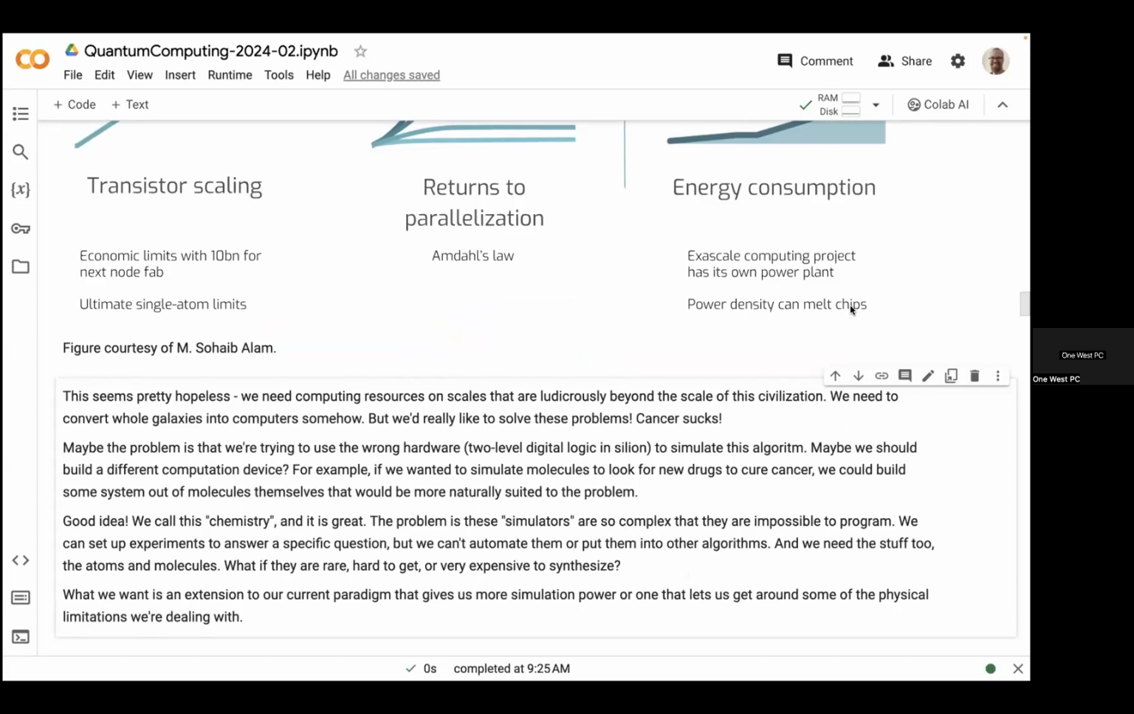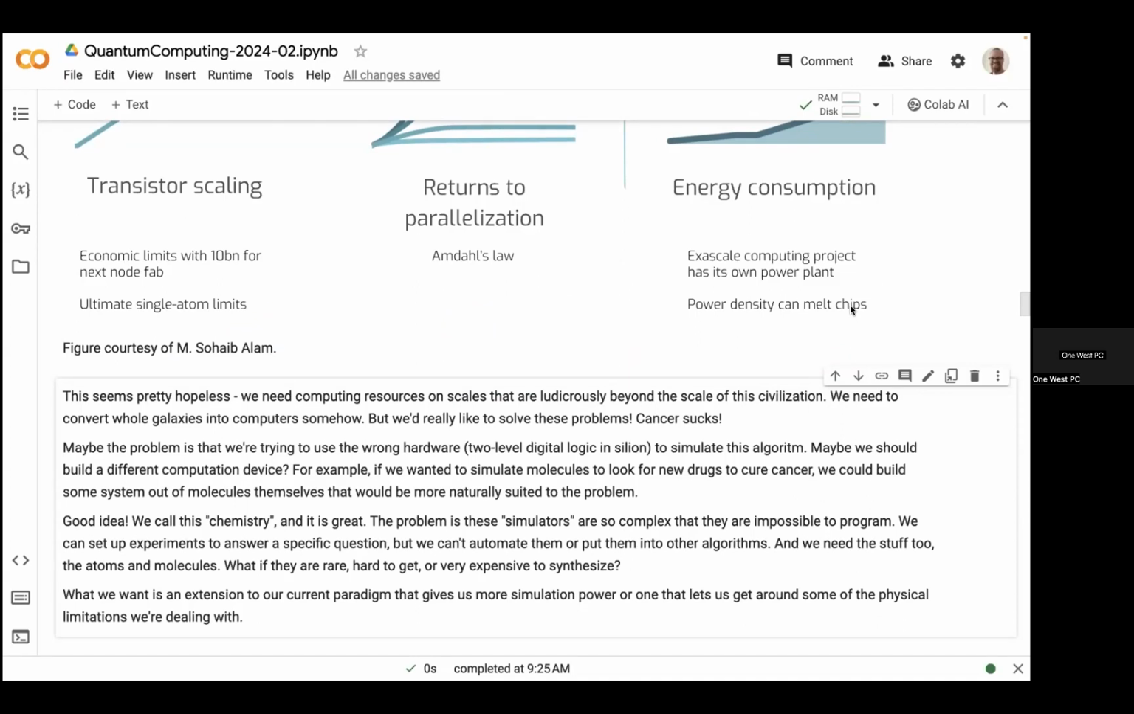We need resources on scales that are ludicrously beyond our civilization, right? We need to go out, we need to convert entire galaxies into giant networked computers, right? If we're going to try to do these kinds of calculations that we're talking about. That seems a little out of reach, right? But we'd like to solve these problems, right? Cancer sucks, right? So we'd like to get rid of that.